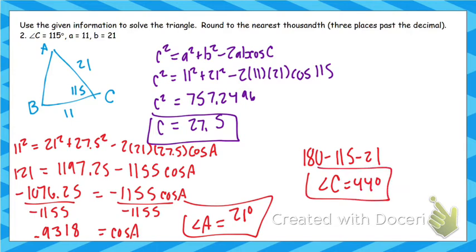We can also check to make sure our answer is reasonable. The biggest side should be across from the biggest angle, which it is. Biggest side is 27.5, biggest angle is 115. Smallest side was 11, and smallest angle was 21. So our answer is also reasonable.